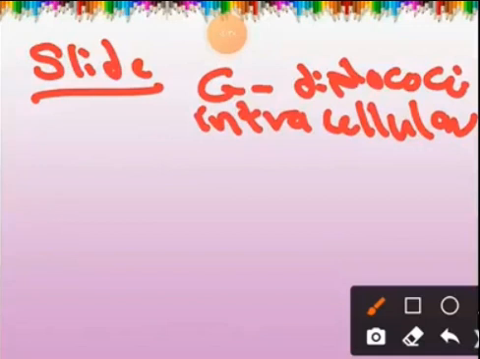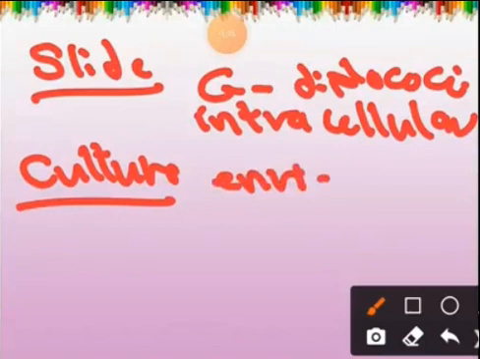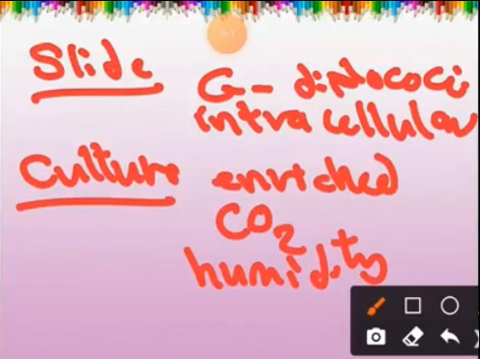The second step in the diagnosis is the culture. Usually, the pathogenic species of the family, Neisseria gonorrhoeae and Neisseria meningitidis, are fastidious, which means they need enriched media for their growth. Enriched media with CO2 and humidity. All these things should be available for the cultivation of Neisseria gonorrhoeae.